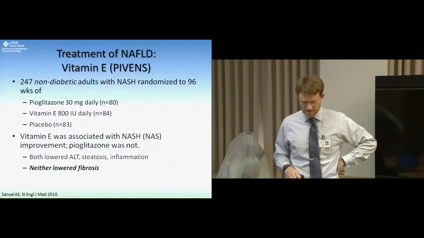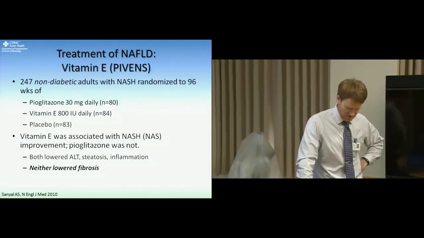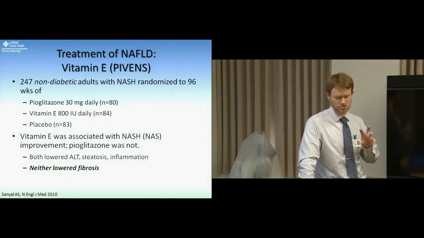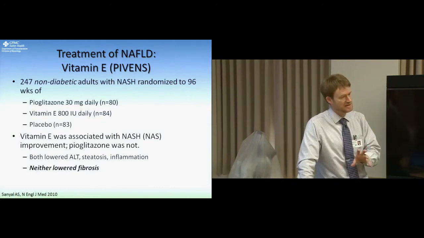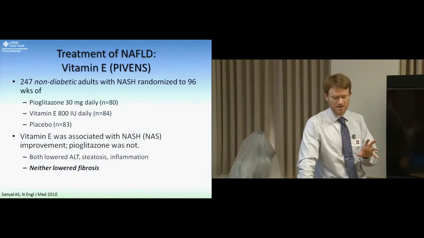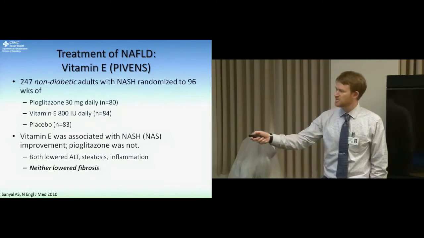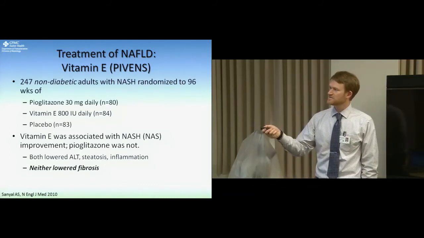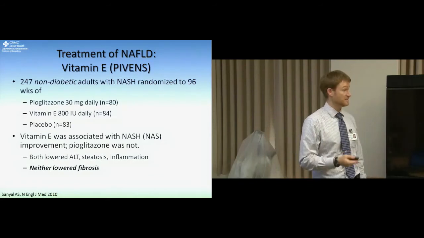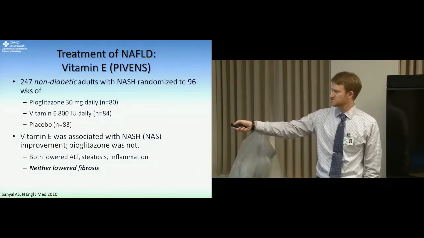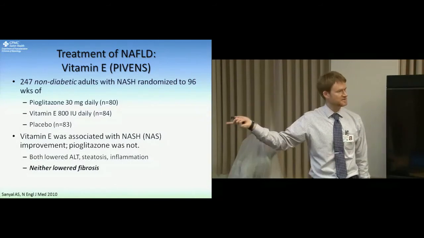I'm only going to give you one slide summary of the PIVENS trial. The PIVENS trial was a randomized trial looking at three treatments. One was placebo, one was vitamin E, and one was pioglitazone. 247 patients, about 80 in each arm. And even though pioglitazone and vitamin E both helped liver enzymes, only the vitamin E actually significantly changed our research tool, the NAFLD activity score.